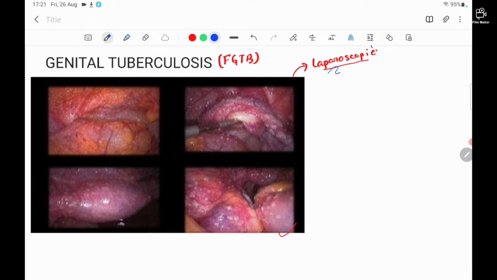The findings which you will find, primarily you will see that this is ulcerative. Here you can see ulcerative, everywhere there is ulcer. So ulcerative in most of the cases, maximum. But in some cases you will also find papillomatous form and miliary form as well.